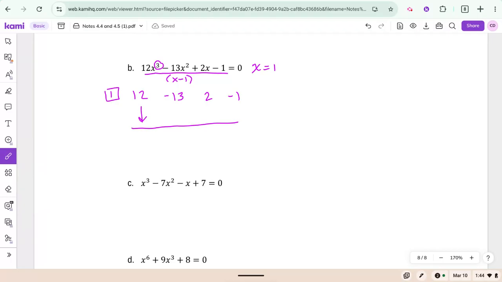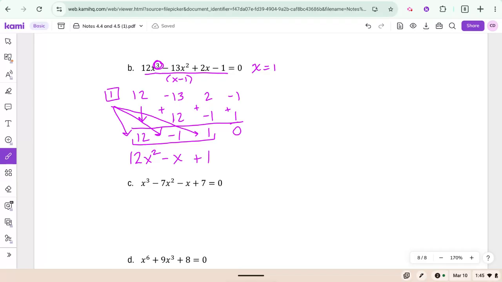Bring down the 12. Multiply 1 times 12 is 12. Add negative 13 plus 12 is negative 1. 1 times negative 1 is negative 1. Add 2 plus negative 1 is 1. 1 times 1 is 1. And add negative 1 plus 1 is 0. You expect that, but I just needed to do that to get these numbers. Start 1 less than your power of 3 on your x: 12x squared minus 1x plus 1.